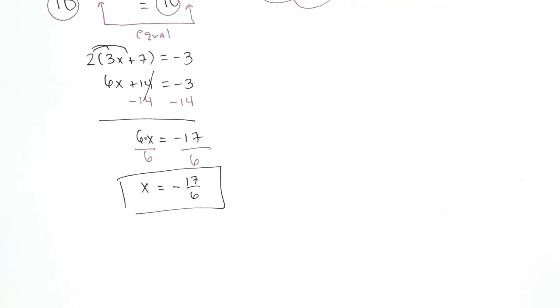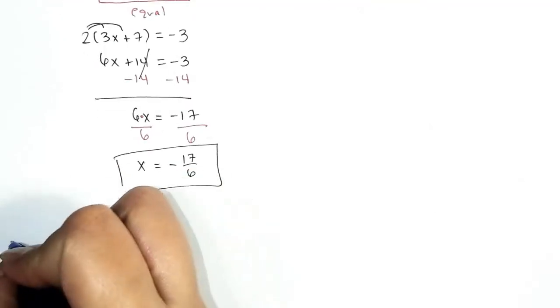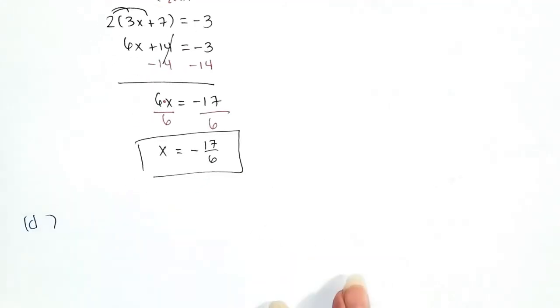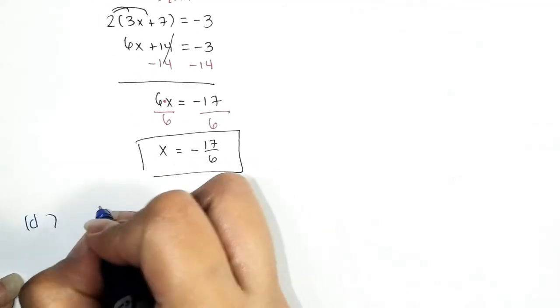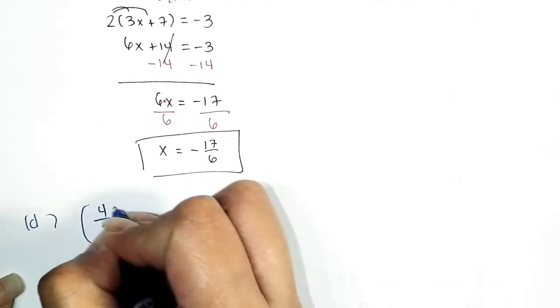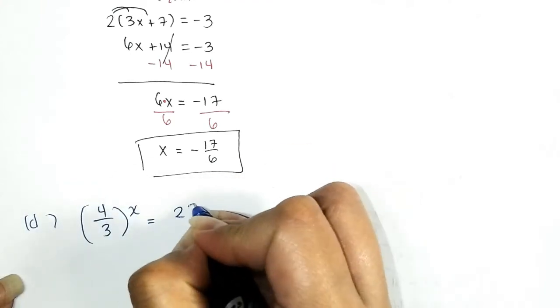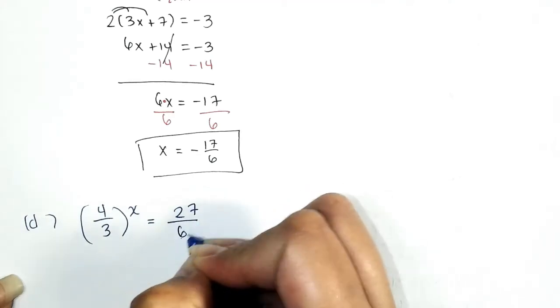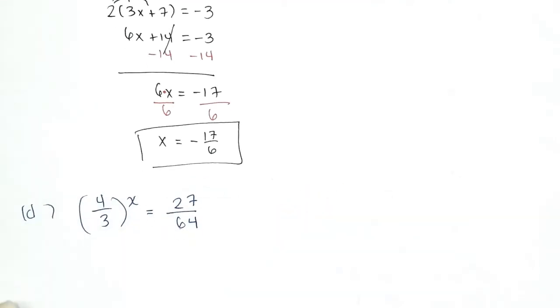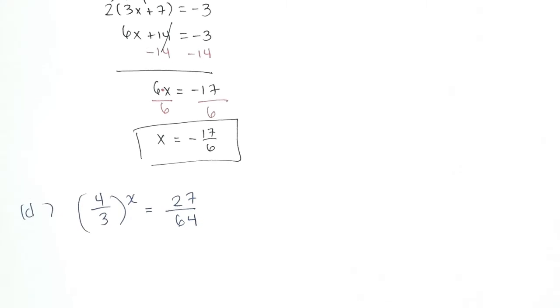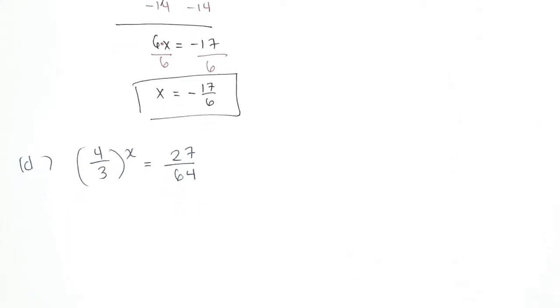For the grand finale, problem D. Okay, problem D, we have 4/3 raised to the x power is equal to 27 over 64. So I'm like, okay, this is a funny problem, but it's okay. That's why it's problem D.